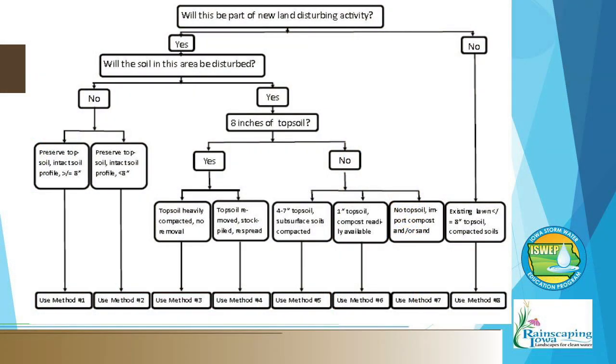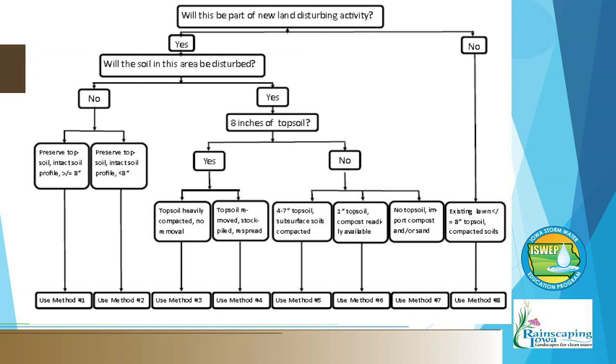And there's a nice little flow chart that I put together. The starting point in this whole flow chart is, will the soil be disturbed? If it's not going to be disturbed, what we're trying to maintain is 8 inches, or recreate 8 inches, of a functional soil profile. That's what we're trying to do. And there are a number of ways of achieving that.